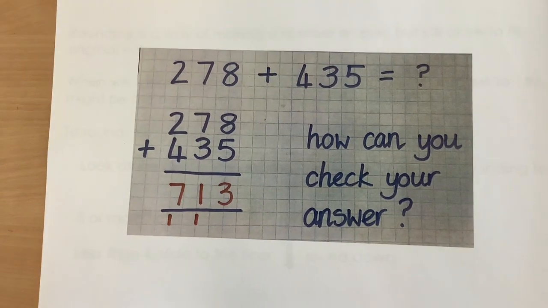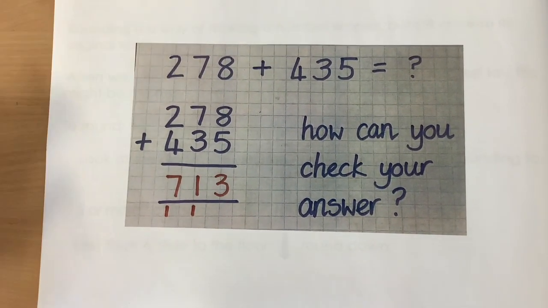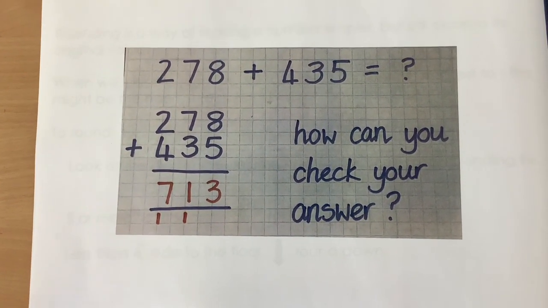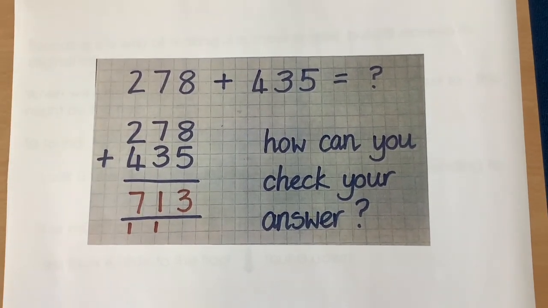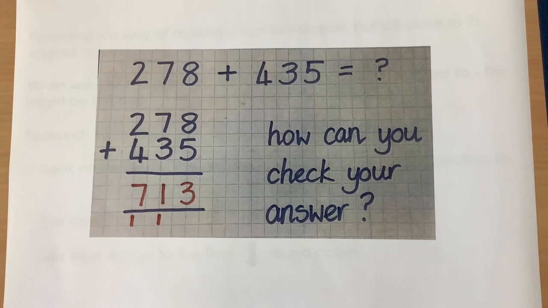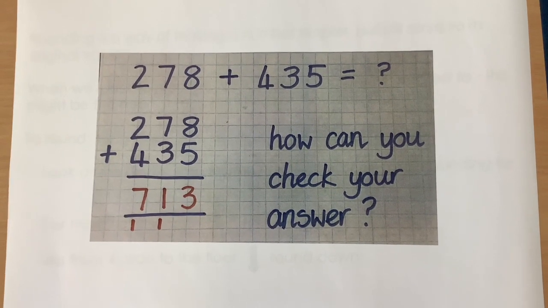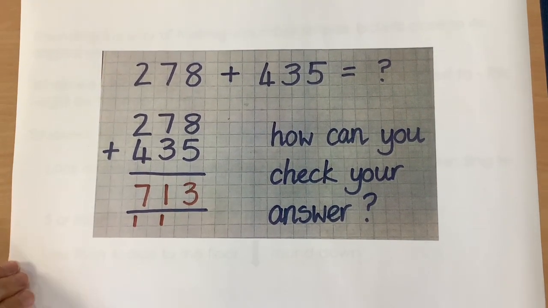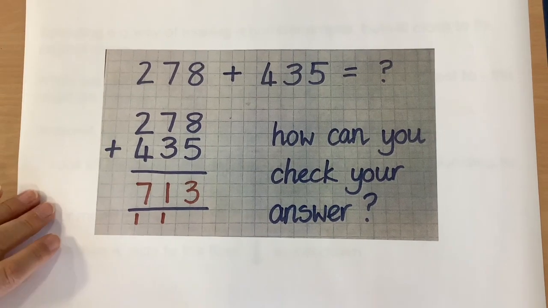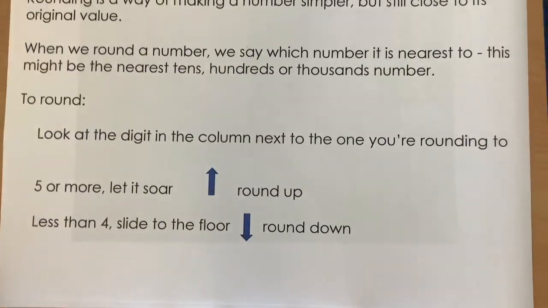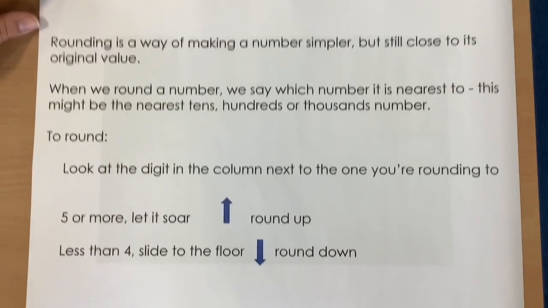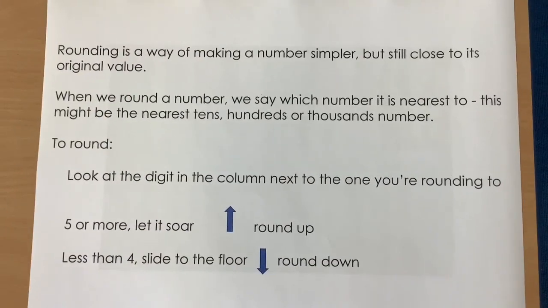So today we're going to continue focusing on calculation. Yesterday we had a look at this column addition in our recap. And I just want to look today at some ways that we can check our answers when we are carrying out column addition, column subtraction, etc. So we haven't covered this much in Year 3, but we're going to look at rounding.